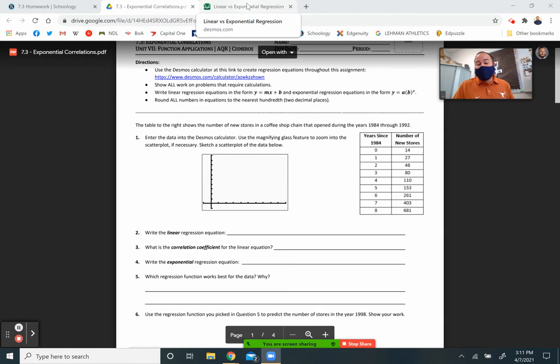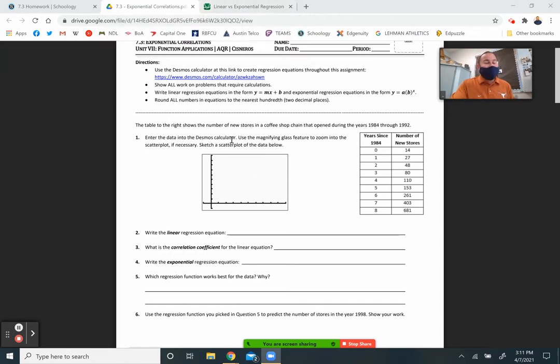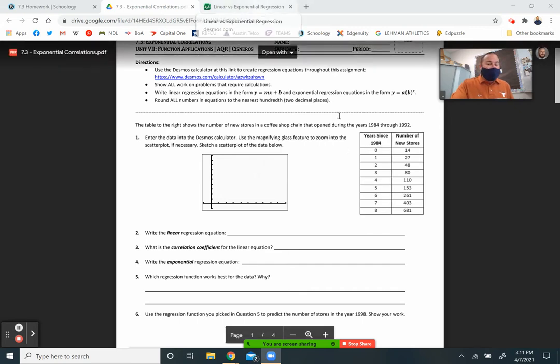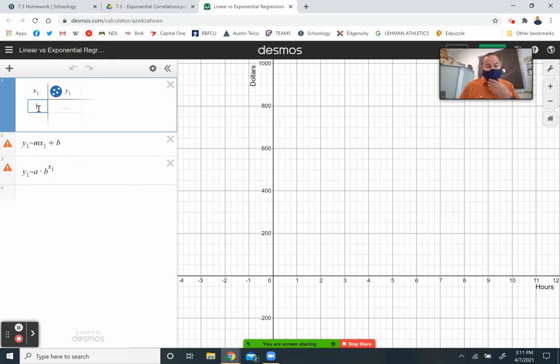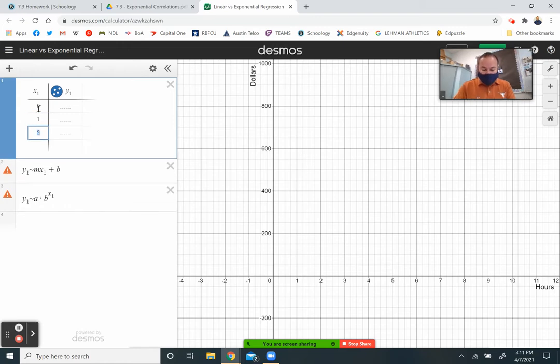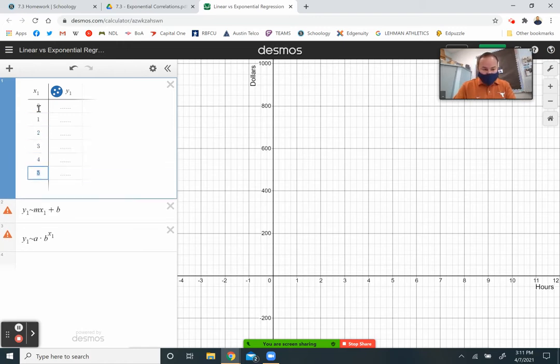If you want to start, go ahead and do that. Here's what you've got; the directions are right there. Enter the data into the Desmos calculator. Use the magnifying glass feature to zoom into the scatter plot if you need to, and then sketch a scatter plot of the data below. So we're going to take that information right here, go to our Desmos calculator and type it in. If you already have everything ready, you can go ahead and start doing that. If you think you know what to do next, keep going, and I'll give everybody at home a few minutes to get caught up.